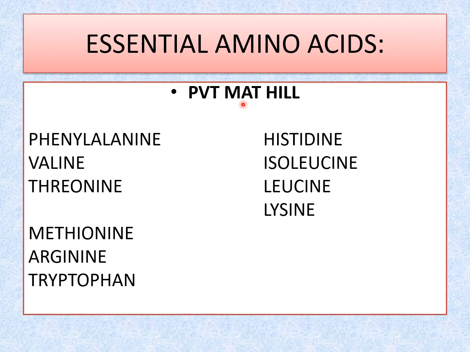Right, so again, I've provided the mnemonic for the essential amino acids. And this is the mnemonic that I've been using since I guess high school or first year in college. But anyway, we have here phenylalanine, valine, threonine, methionine, arginine, tryptophan, histidine, isoleucine, leucine, and lysine. Those are your essential amino acids, which means these are the amino acids that basically we need to get from the diet or from the food that we eat.